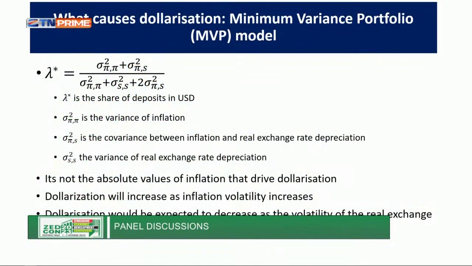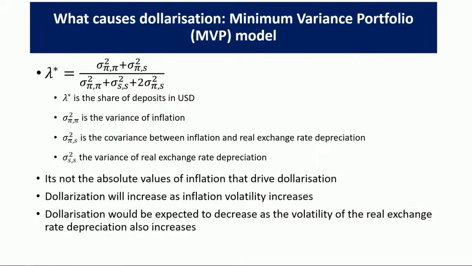I'm going to explain this one. There's a model. This model is called the minimum variance portfolio model. What it says is very simple. It says there are three variables that matter. No one forces somebody to say de-dollarize. It comes naturally. But what happens, you can define a parameter there that is called lambda star, that parameter there.